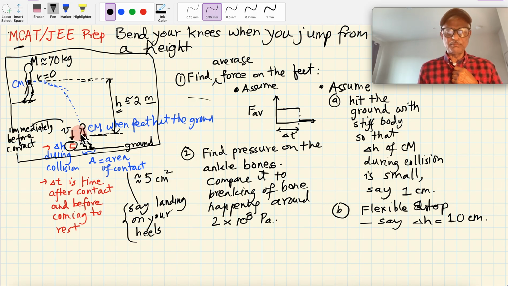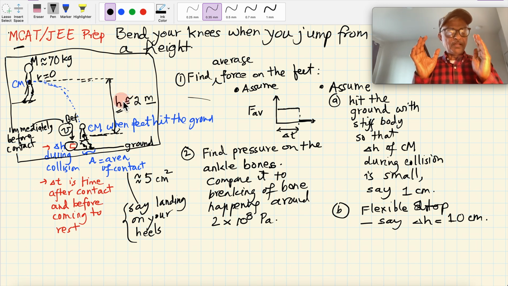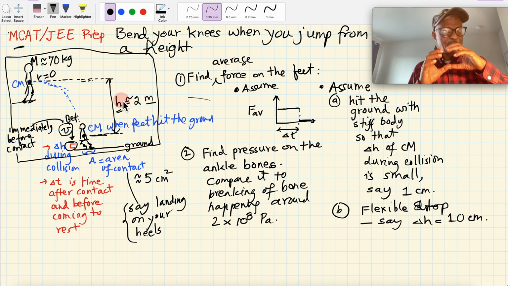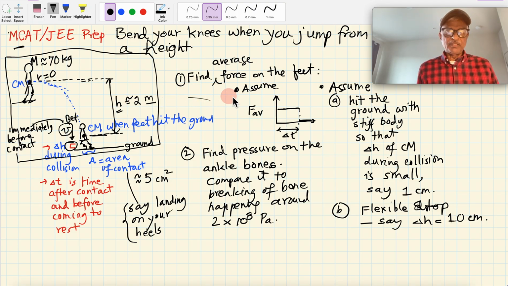So at this time, before the hit, its speed is V, but after some time, as you lower your body, it comes to rest. So there's a before collision, and then there's after collision. So this motion has two parts. One is just free falling, and then another is the collision part. Okay, so there are two parts to this motion. So the question is during the collision.